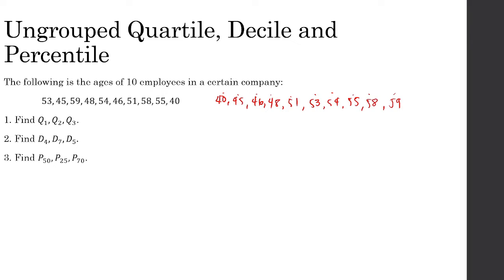So our next step is we need to get the rank value first. So let's do the quartiles first. So for the ranks, let's start with our Q1, or our first quartile. So for our first quartile, our K is 1.